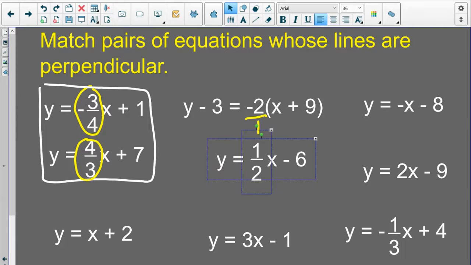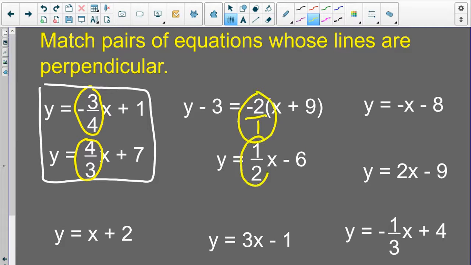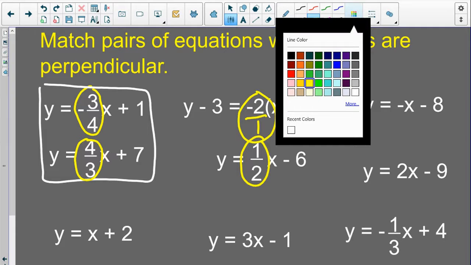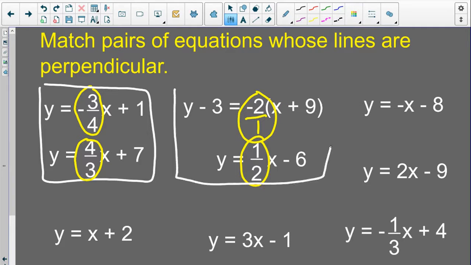Positive 1/2, negative 2/1. Those slopes are opposite reciprocals, so I have two more equations of lines that are perpendicular. See if there's any others.